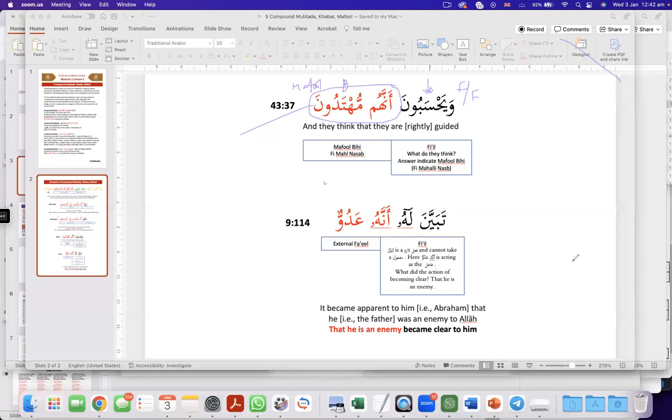And when you say "what," that "what" could be multiple words. The maf'ul could be longer. What do they think? They think of going to Umrah this summer. There's a whole sentence after it, and the whole sentence is the maf'ul. That's how it works. When you ask the "what" question, the answer could be a long one or just one word. Now, coming back to your question earlier, let's address that.